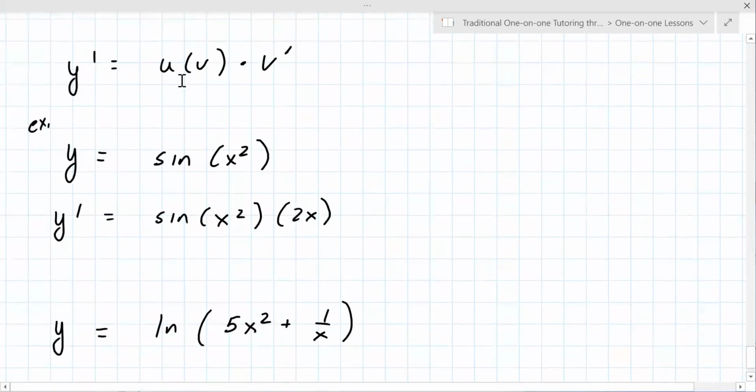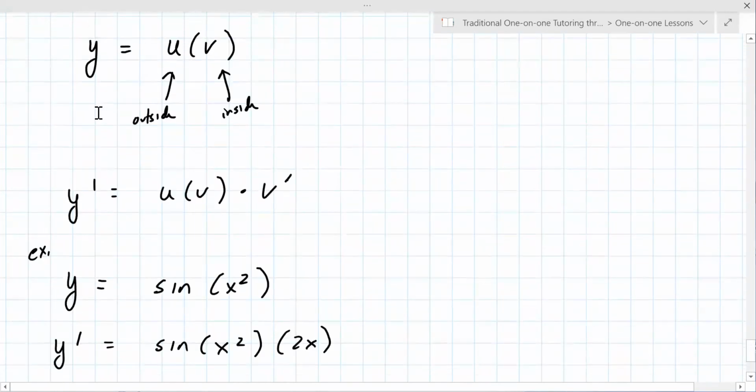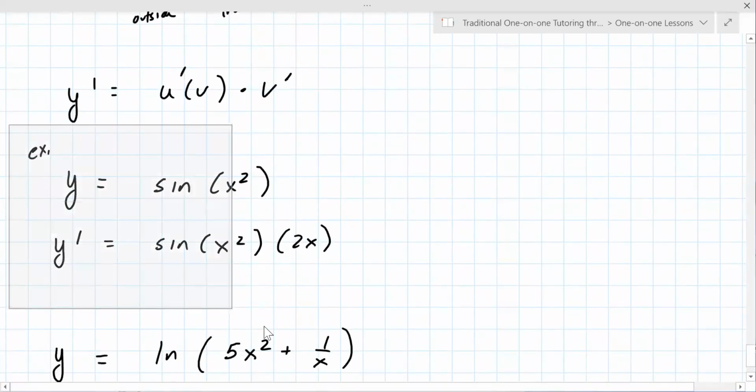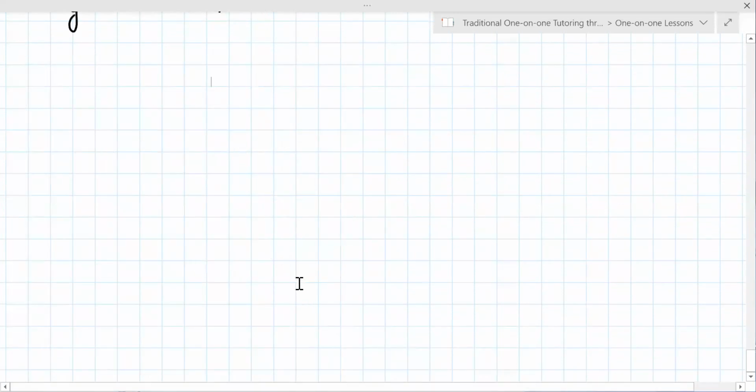I messed this up bad. We need to restart here. It's the derivative of the outside function times the derivative of the inside function. So let's do it. We need to start over. Okay, so this is a mistake here.